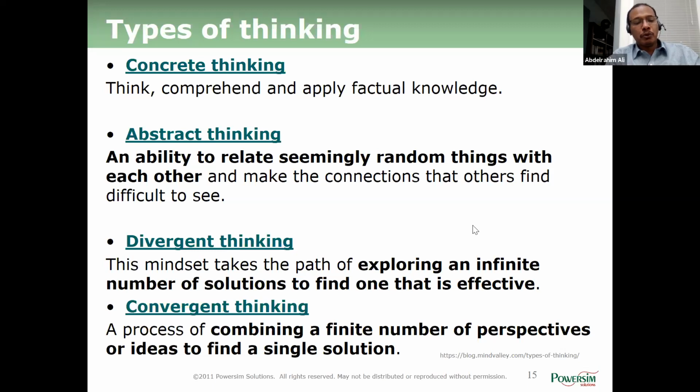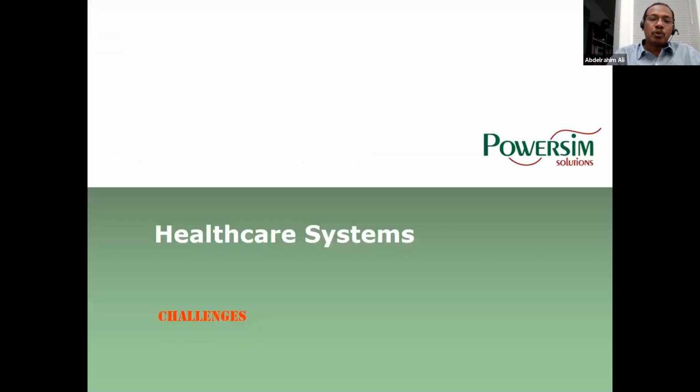exploring different solutions and from then selecting one of these solutions. While the convergent thinking is having different parts, different solutions, and joining them together to come up with one better solution. I just share that in the beginning because you need to use these different models, different thinking types, to solve an issue.